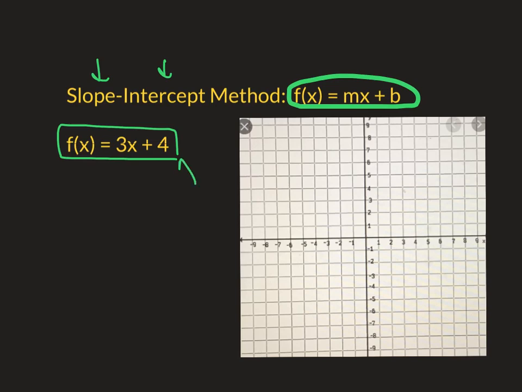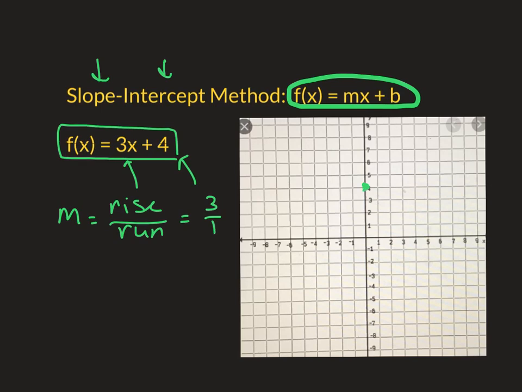The 4 represents the y-intercept. You would go up to 4 on the y-axis right there. The number in front of the x, the m, stands for slope. Remember the words rise over run. That's what slope means: how the graph rises compared to how it runs, how steep it is. The bigger the number, the steeper it is. In this case, it's 3, so it's 3 over 1.